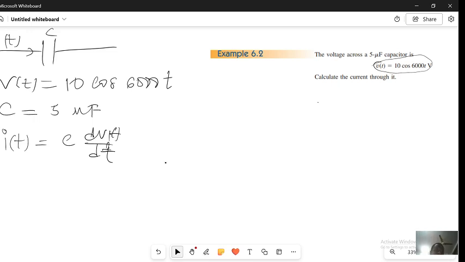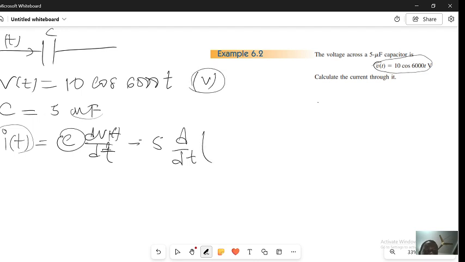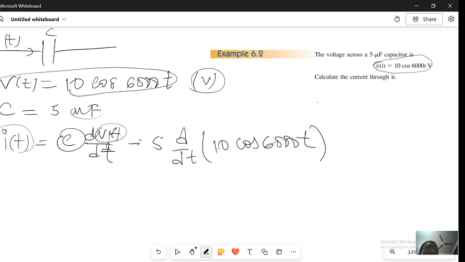Now I have the C. What's the capacitance? It is 5. The unit of voltage is volt, and I can maintain this micro, so that my current will be in microampere. So I will have 5 times the derivative with respect to t of the voltage. What's the voltage? 10 cos 6000t. I just replace the voltage. The voltage is this one, 10 cos of this.